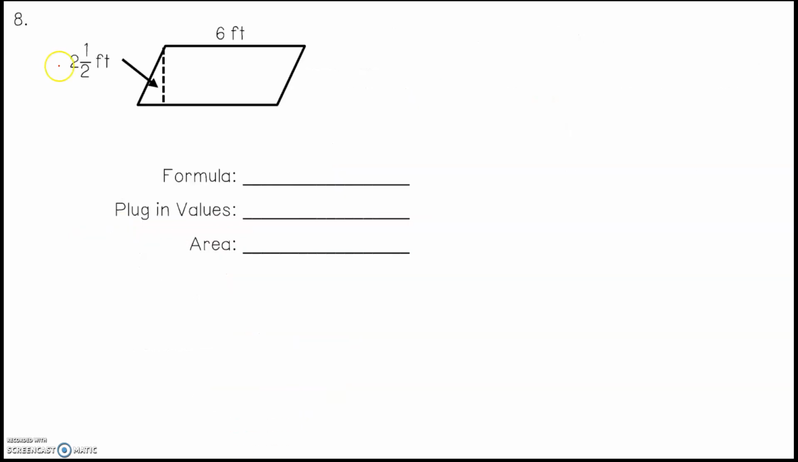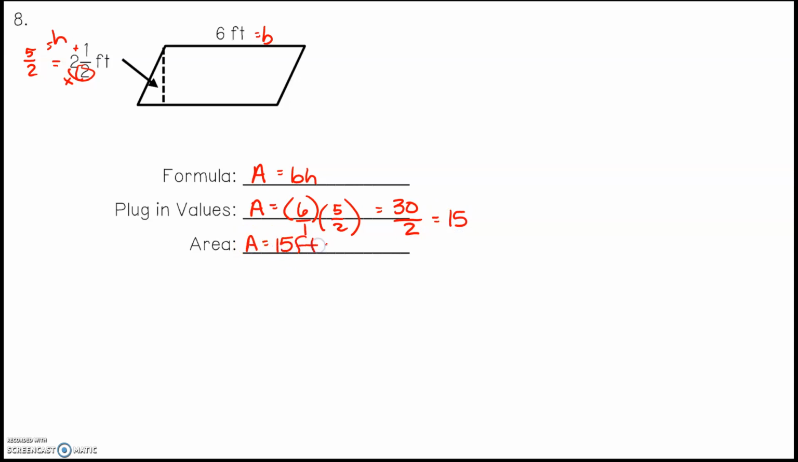On this next one, let's change this to an improper fraction. 2 times 2 is 4, plus 1 is going to be 5, and we keep our denominator. So area equals base times the height. This is our base. This is our height. Now we're going to plug in our values. Base is 6 over 1, and the height is 5 over 2. Multiply straight across. 6 times 5 is 30. 1 times 2 is 2. Half of 30 is 15. So the area of this parallelogram is 15 feet squared.